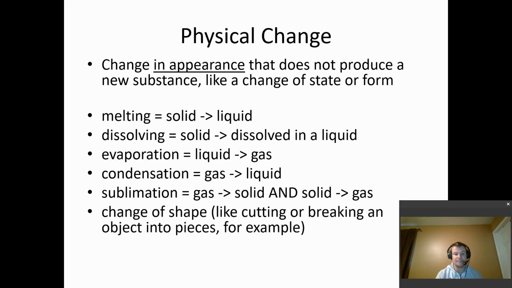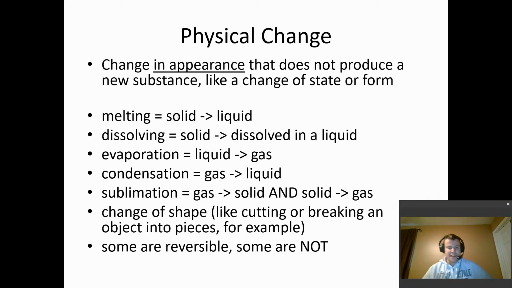That's sublimation. You can also have physical change when you just physically change the shape or the texture of an object, like cutting a piece of paper in half or breaking something, right? If I smash this mug against the wall, it might break into multiple pieces. I'm not changing the ceramic that the mug is made out of. I'm not changing the substance. I'm just changing the appearance, the shape. That's a physical change.